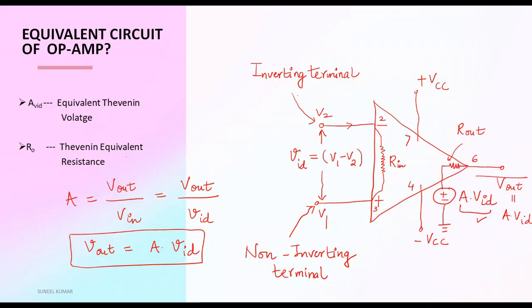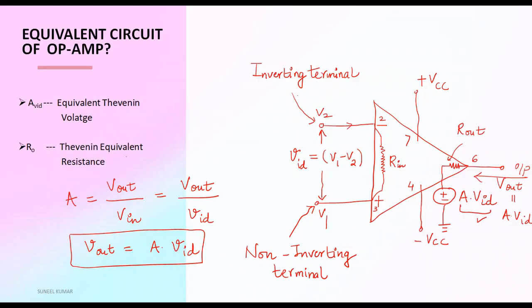Output can be calculated by seeing here at the output side. We can calculate the Thevenin resistance. So this is the equivalent circuit. Similar in this circuit we have seen that we applied the input between both input terminals. Since we are getting output as A into VID, so this is the Thevenin voltage. So this becomes Thevenin voltage VTH. This becomes RTH. So any circuit can be represented as a Thevenin voltage in series with Thevenin resistance.